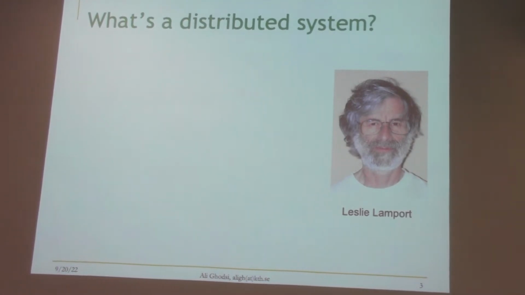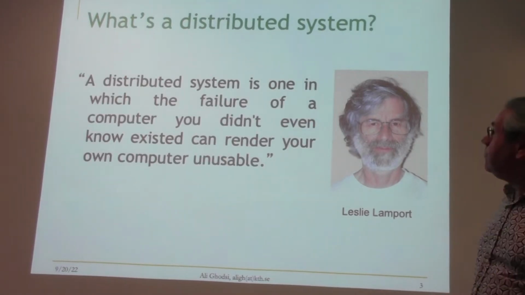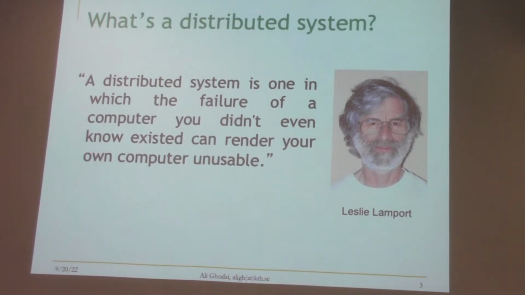So the guy is theoretically very strong, but also very practical. So what does he say? Well, a distributed system is a system in which the failure of a computer you didn't even know existed can render your own computer unusable. So what does it mean? You have a big system with many computers talking to each other, and you don't even know that some of them exist. And if one of them fails, you can't do anything anymore. So this is kind of a joke definition.